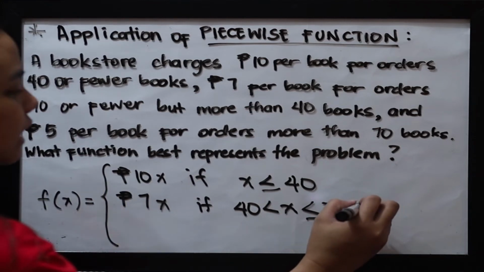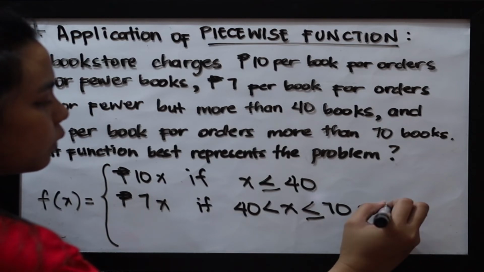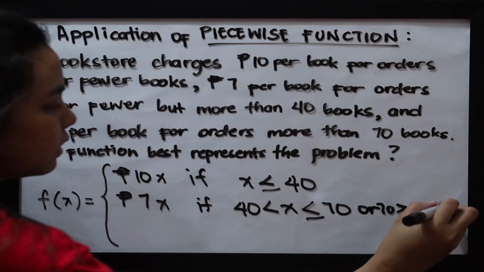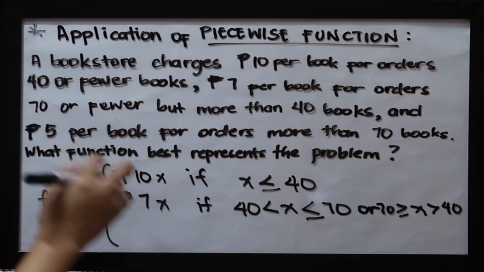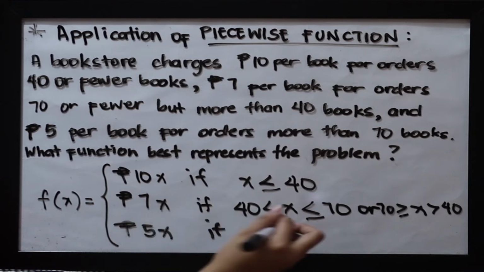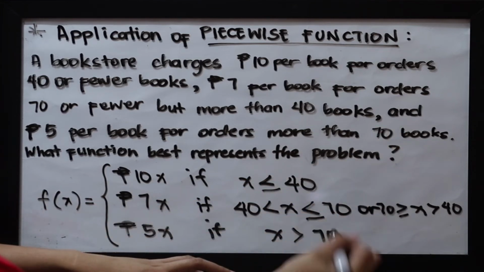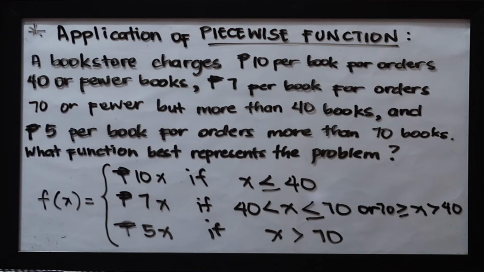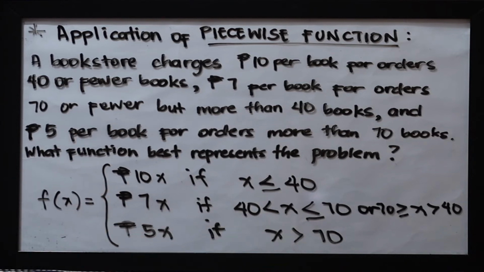You can also write it as x is less than or equal to 70 but greater than 40. These two are the same. And then, the last statement: 5 pesos per book if the number of books is more than 70. 70 is not included, with no equal to, because it only says more than 70. So, this is the piecewise function that represents the given problem.